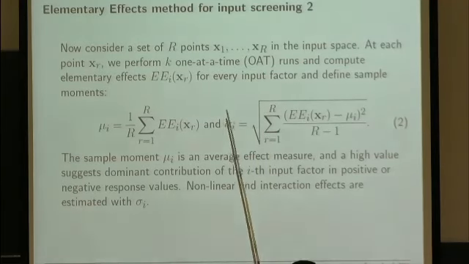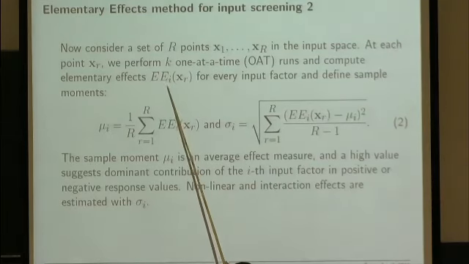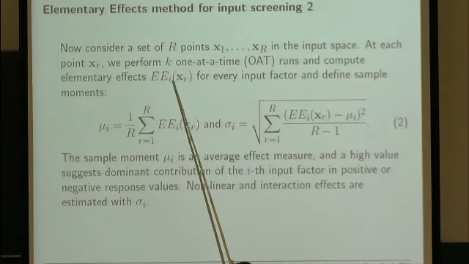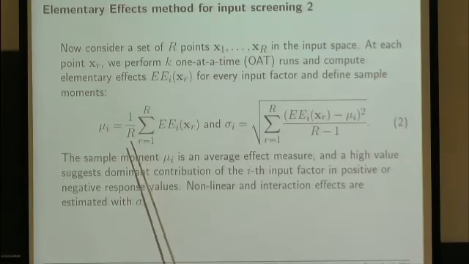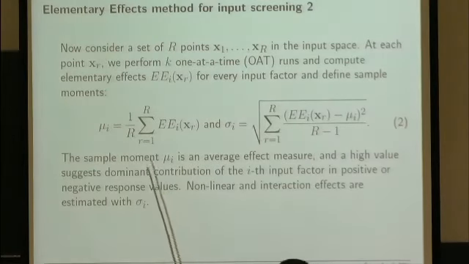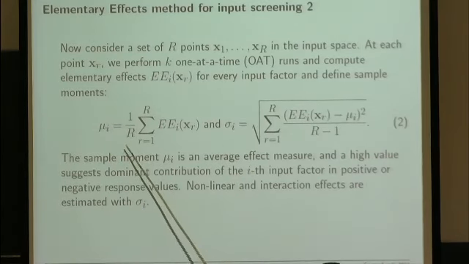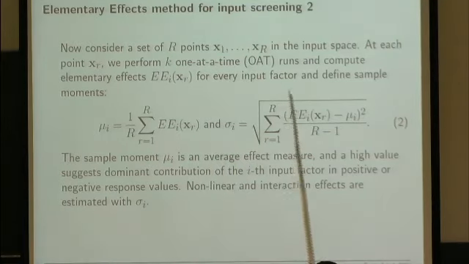Now, once you have that, you have a collection of elementary effects per each input variable at each of these points in the design, and then you compute these moments. I must apologize that, in all honesty, these should have hats, but they won't. But these are just the mean of those elementary effects and their variance.